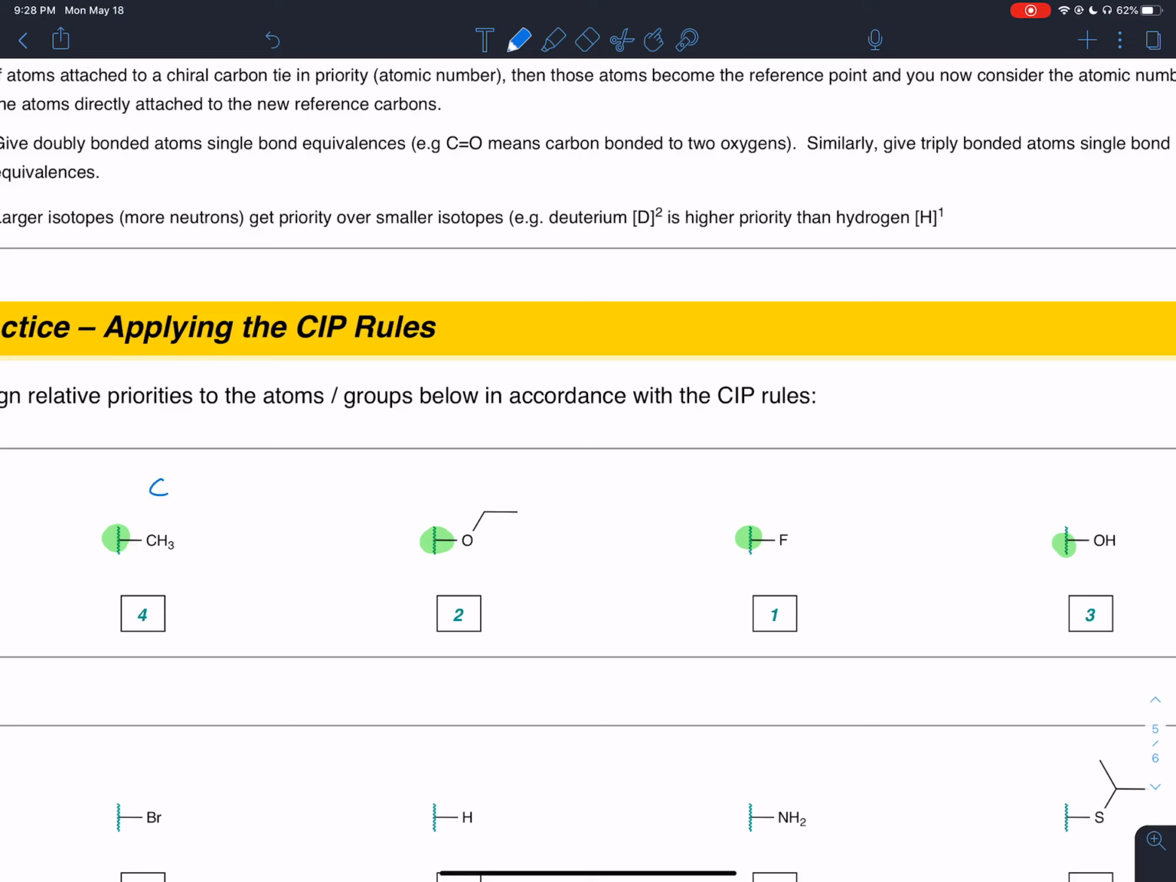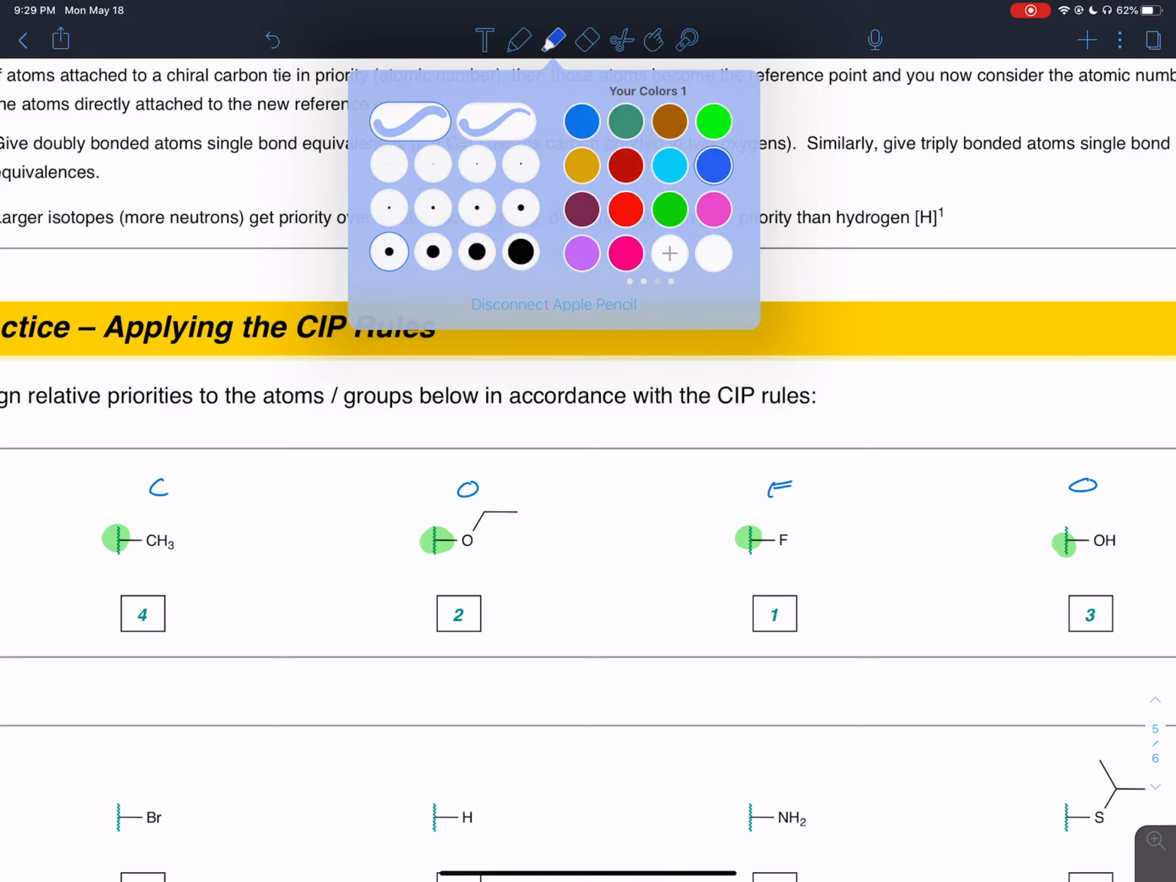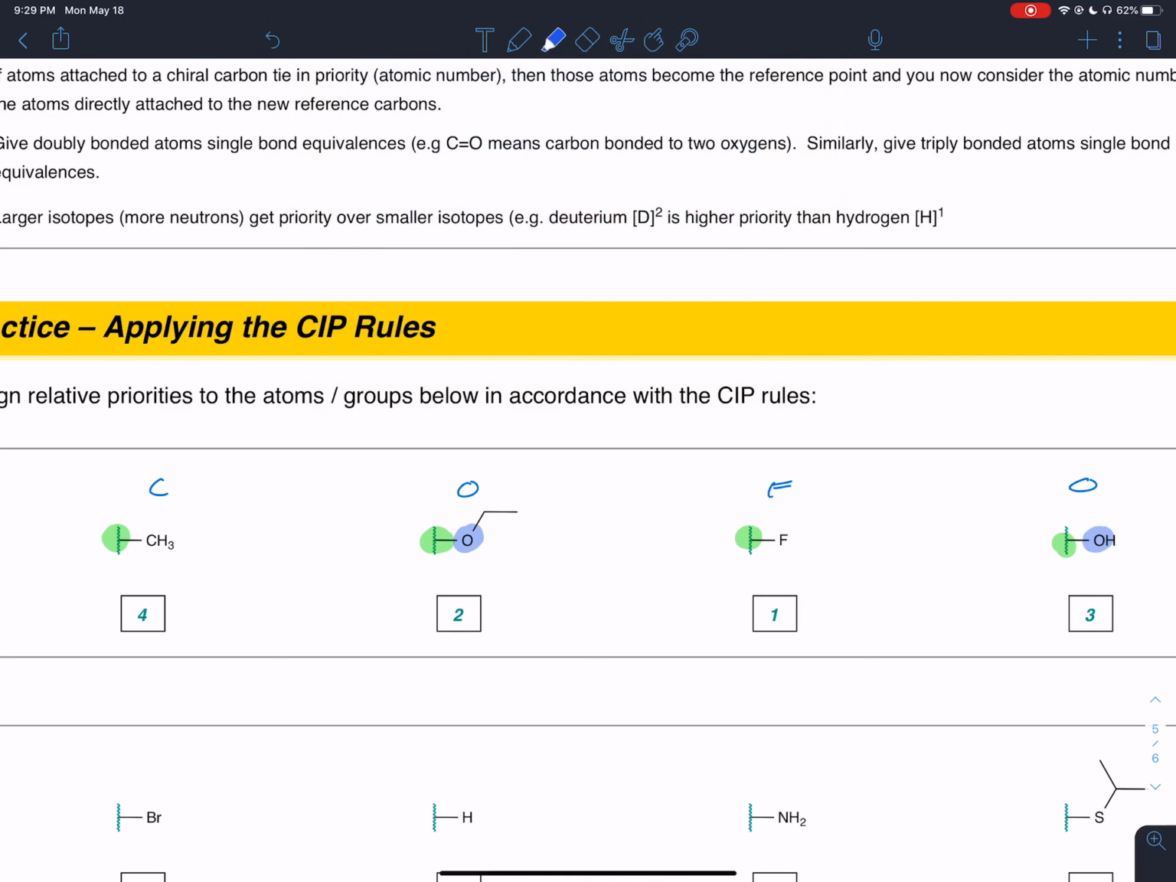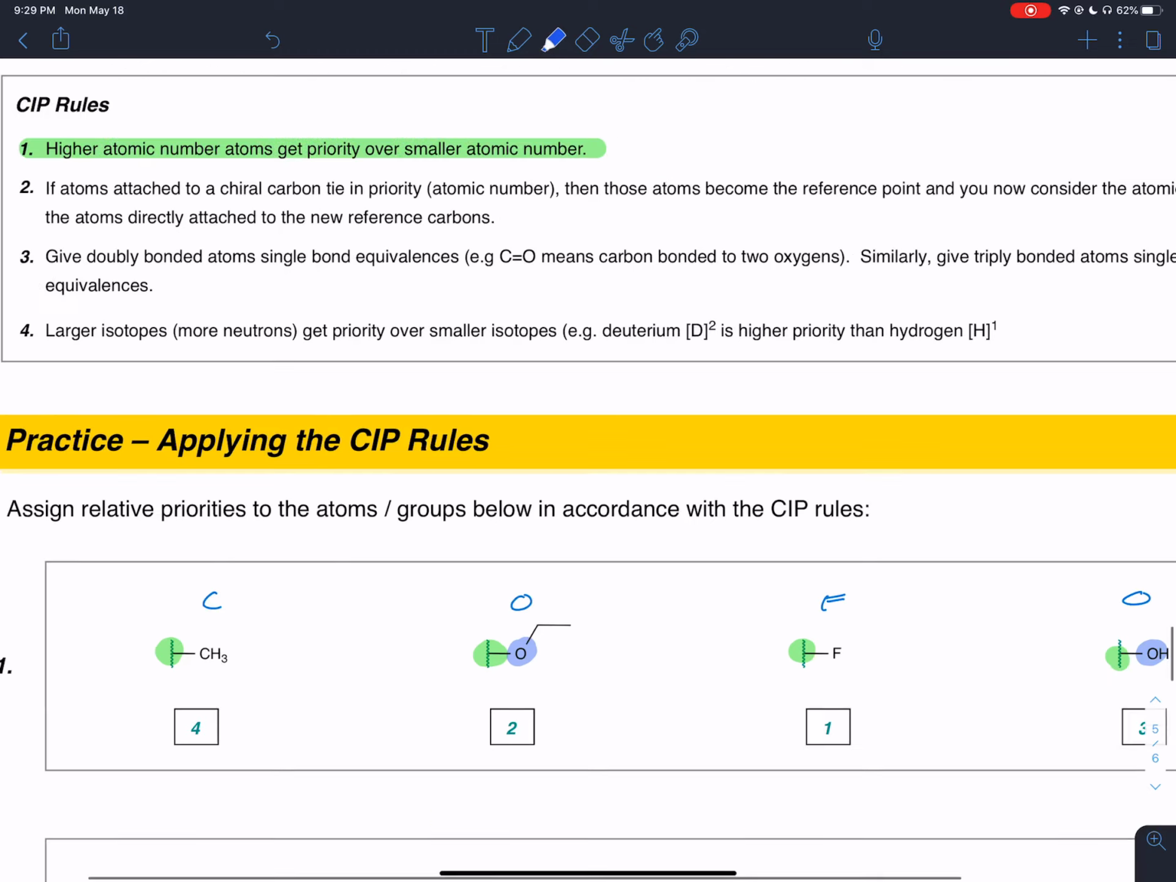We have carbon, oxygen, fluorine, and oxygen being the direct attachment points. Carbon is the lowest priority because it has the lowest atomic number, hence why we give it, say, priority 4 if we have 4 to rank. Then we would say fluorine has the highest atomic number, it beats the oxygens. And now that you have oxygens tying in that direct atom that we're considering, we need to progress to rule 2 of the Cahn-Ingold-Prelog rules to distinguish their relative priority.